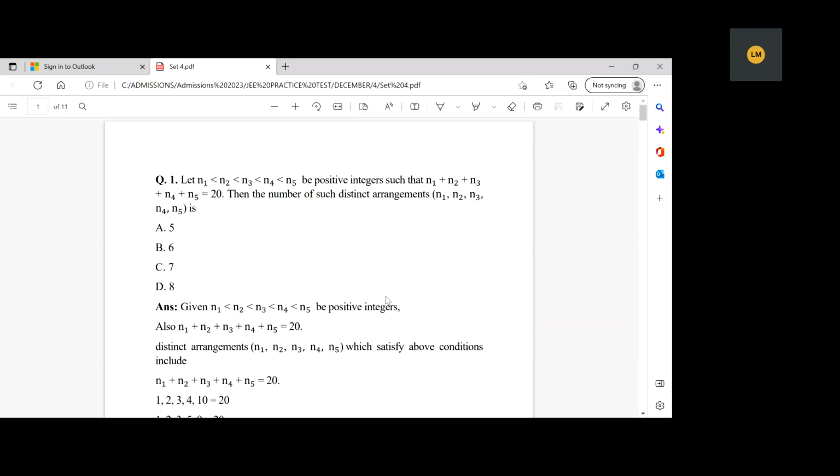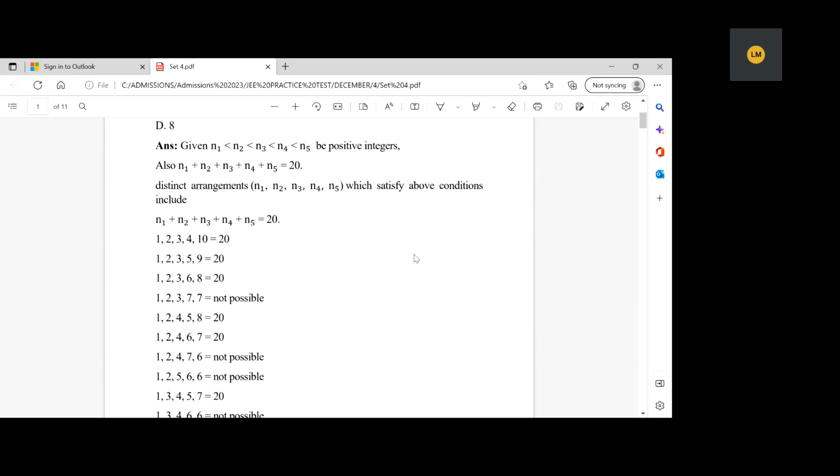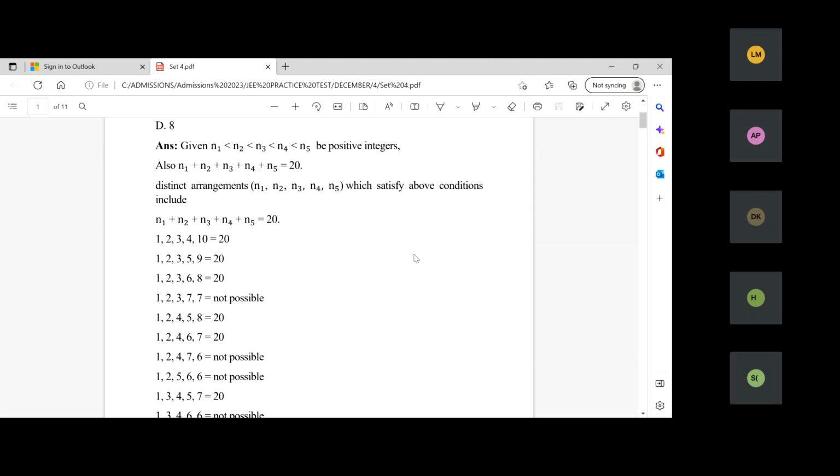So I think we are good to go with the first question. This is a very simple thing. Just take a paper and scribble what the combinations are and how it will be, and you have the answer. What is given is N1 less than N2 less than N3 less than N4 less than N5 are positive integers, and their sum N1 plus N2 plus N3 plus N4 plus N5 is equal to 20. I need to find the distinct arrangements of N1, N2, N3, N4, and N5 which satisfy the above two conditions.